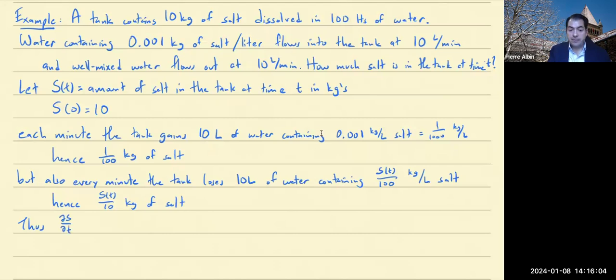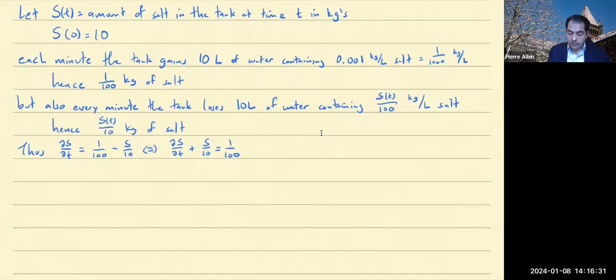So, okay, if we put those two facts together, we see that the rate of change of the salt in the tank is equal to 1/100 that it's gaining minus S/10 that it's losing. Right? We can rewrite this equation as dS/dt plus S/10 equals 1/100, right? Which is, not coincidentally, a first order linear equation. Okay, so now we know how to solve these. Here, P of t is 1/10, Q of t is 1/100.